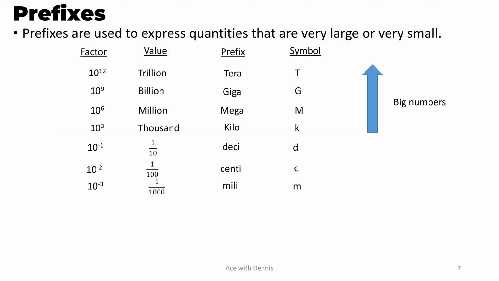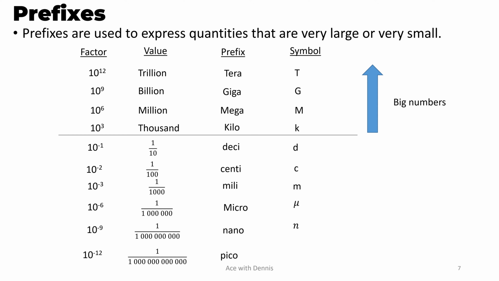Prefix is milli, symbol is small letter m. 10 power negative 6, which is 1 over 1 million. Prefix is micro, and the symbol is mu. 10 power negative 9, which is 1 over 1 billion. Prefix is nano, and symbol is small letter n. 10 power negative 12, the value is 1 over 1 trillion. Prefix is pico, and symbol is small letter p. So when we move downwards, the value is getting smaller.